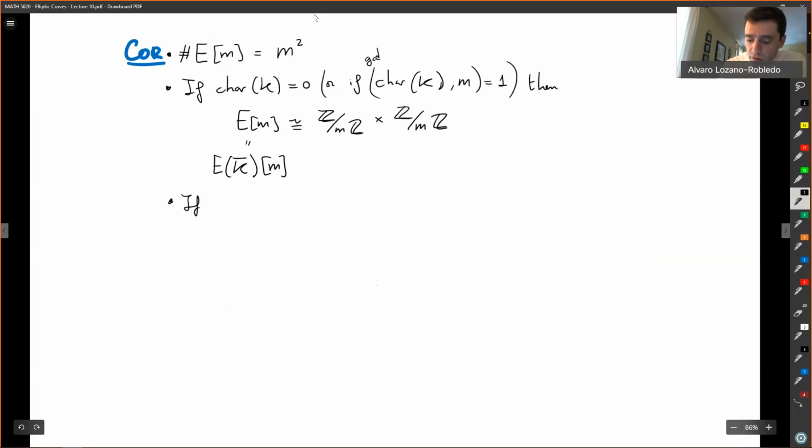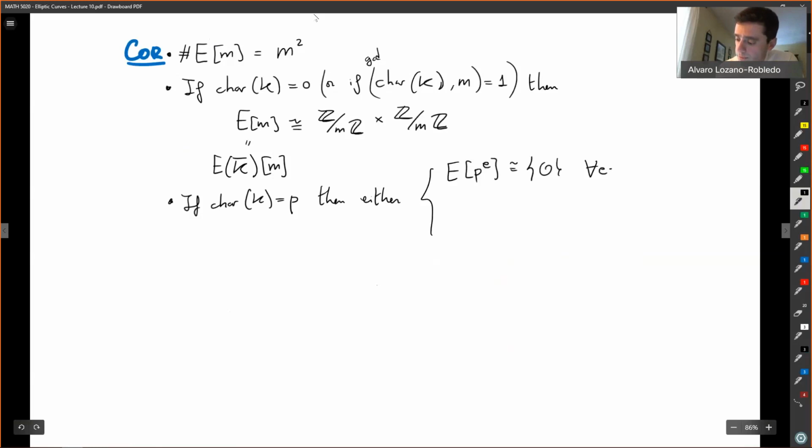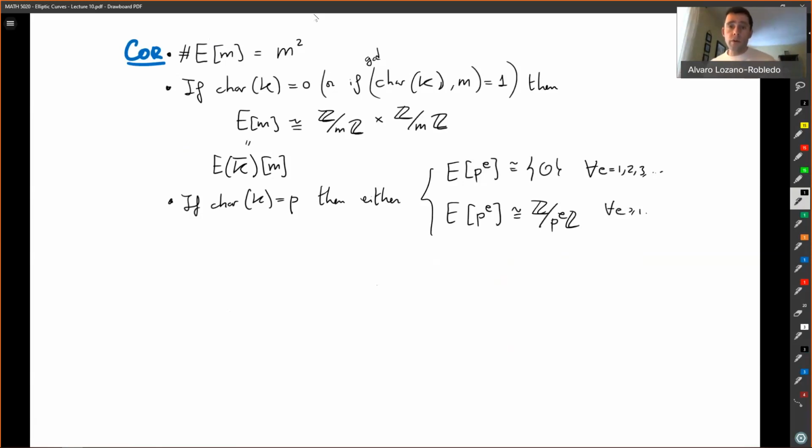Last, if the characteristic of K is p, positive, then either you can have that the p to the a torsion is always just trivial for all a = 1, 2, 3, etc., or you can have that the p to the a torsion is just cyclic. So it's one or the other. Either it's 0 all the time, or it is cyclic for the p to the a all the time in characteristic p. Okay, so let's just prove that.